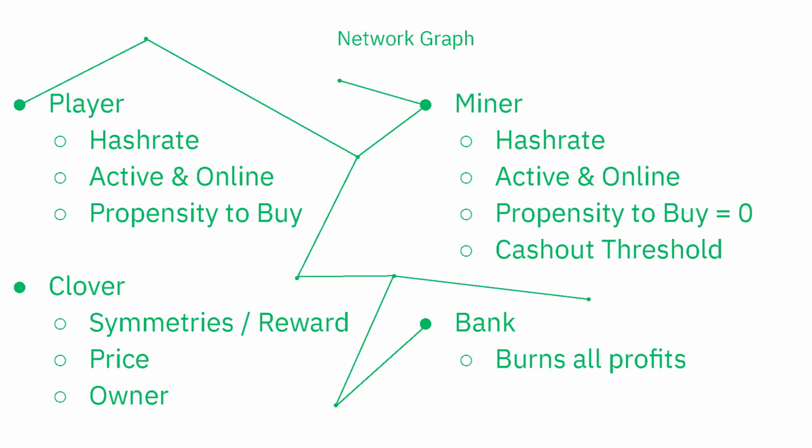You have Clovers, which themselves have their own symmetries. We record what the reward was for them. They also have a current price, which will determine whether or not they're on the market. If the price is 0, we assume it's not for sale. If the price is anything but 0, it's for sale. We also know who the owner is. And we have the bank, who's basically just burning all of their profits.